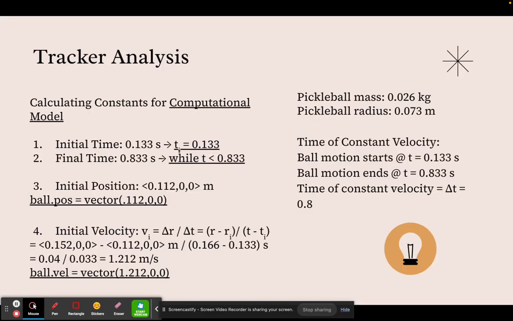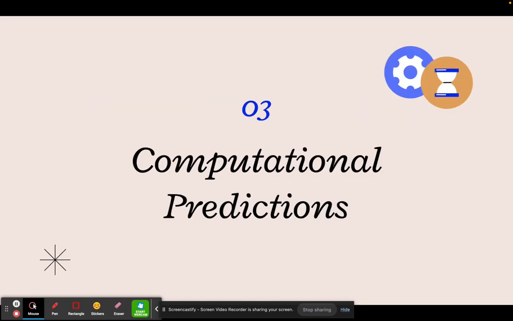Now let's analyze the data in our Tracker. The total time of constant velocity of the pickleball from the start of its motion to the end is about 0.8 seconds. The initial position of the ball was approximately 0.112 meters in the positive x direction, recorded from the Tracker table. From these constants, we can find the initial velocity by taking the change in position over the change in time during one frame, giving 1.212 meters per second in the positive x direction. These three initial constants are inputted directly in our computational model.